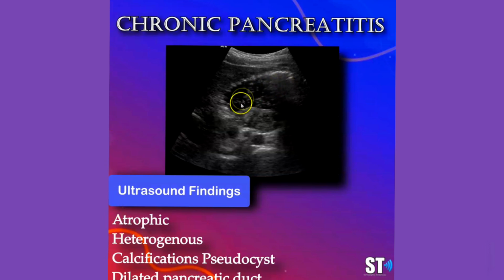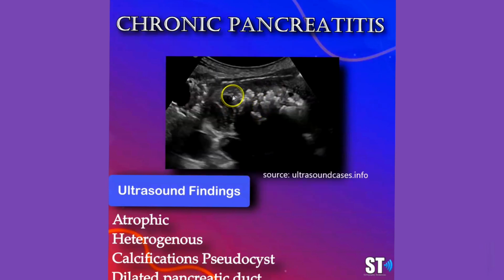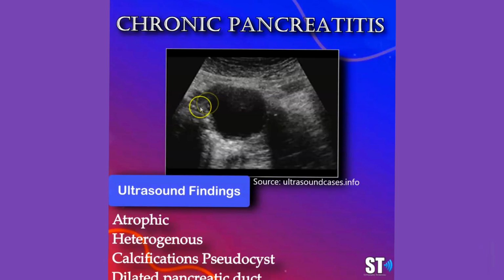So here we have a fluid-filled stomach, piece of the liver, and a very heterogeneous pancreas. And here's a chronic pancreatitis with a considerable amount of calcifications. And here's a chronic pancreatitis with the development of pseudocyst.